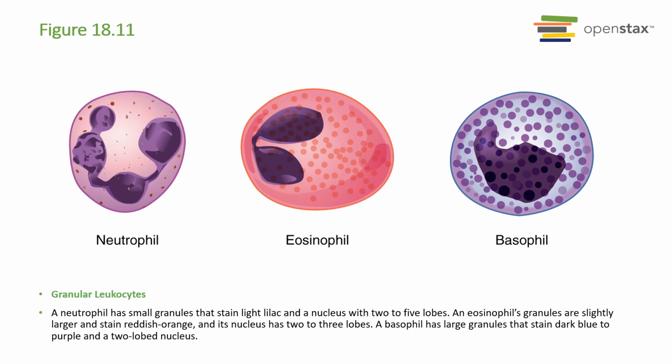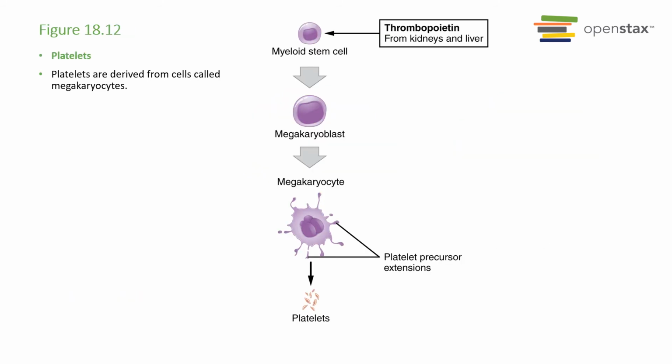There's our eosinophil. We've got two lobes there in the nucleus. There, the basophil looks pretty blue, stains dark blue. It kind of looks one lobed. Right, these are fairly easy to distinguish.